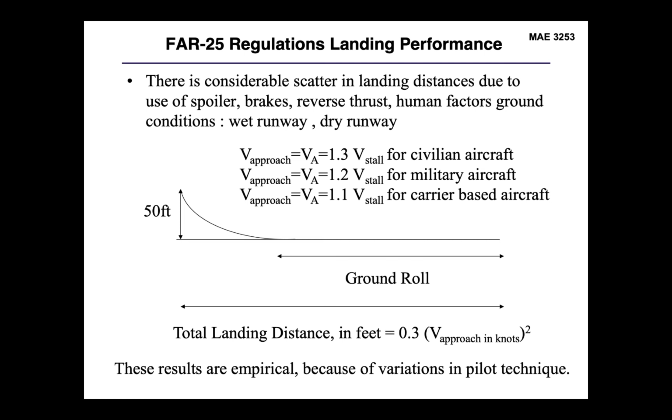Now, you usually can use a rule of thumb that will give you an estimate of your total landing distance as 0.3 times your approach velocity squared in knots, as a way to come up with an estimate for your overall requirement for total landing distance. Keeping in mind that that's just a simple rule of thumb.